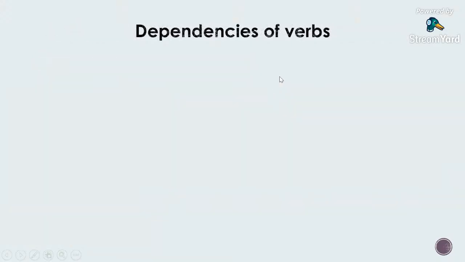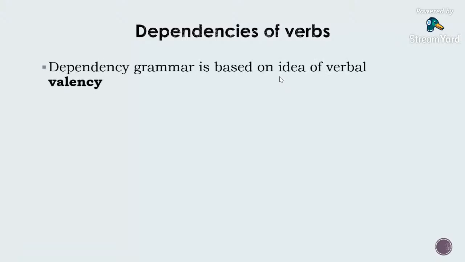Now, in dependency syntax, the idea is that verbs have something called valency. And I've never seen a really detailed explanation of this in Greek, but if you want to see it in Latin, go to anything written by Harm Pinkster, because his new Latin syntax is amazing.